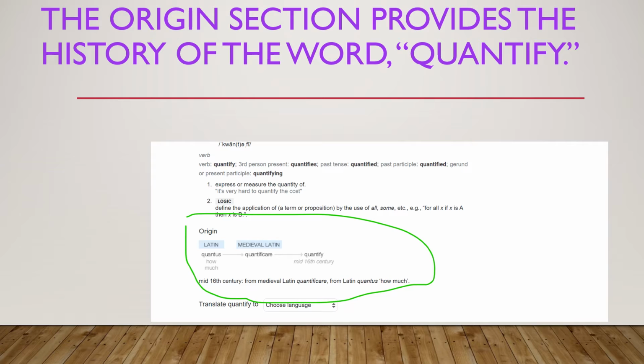The root is a basic unit of a word. The root of the word quantify is quantus, which means how much in Latin. The Latin root came from the medieval Latin verb quantificare. Therefore, there is a connection between the English verb quantify and the medieval Latin verb quantificare.